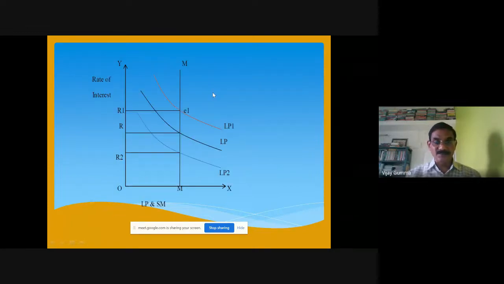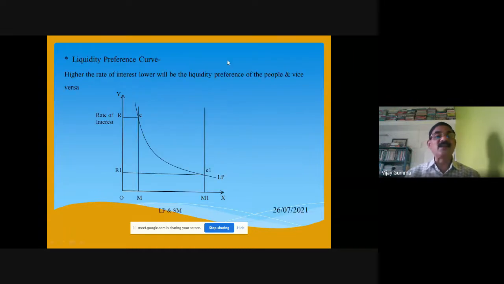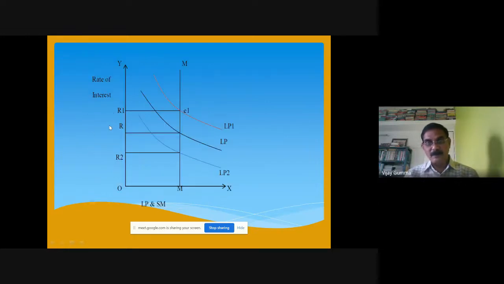On the other hand, see, in this diagram, the effect of change in supply of money on the rate of interest is shown. Now, see, in this diagram, there is only one supply curve MM, but there are three liquidity preference curves. This diagram shows the effect of a change in liquidity preference of the people, or the desire to hold money in the form of cash, on the rate of interest.